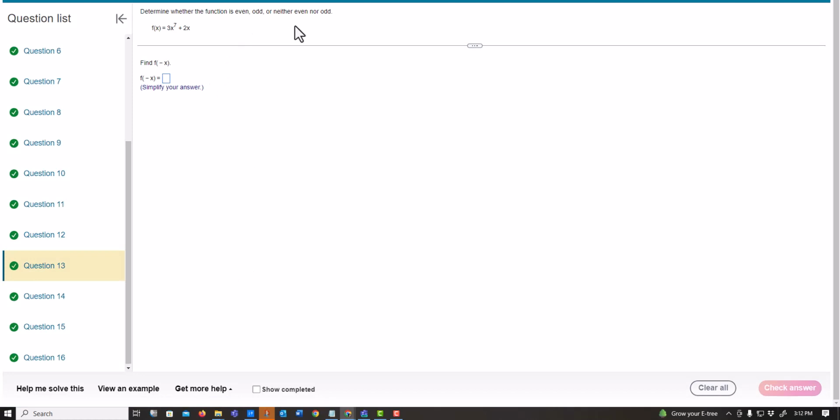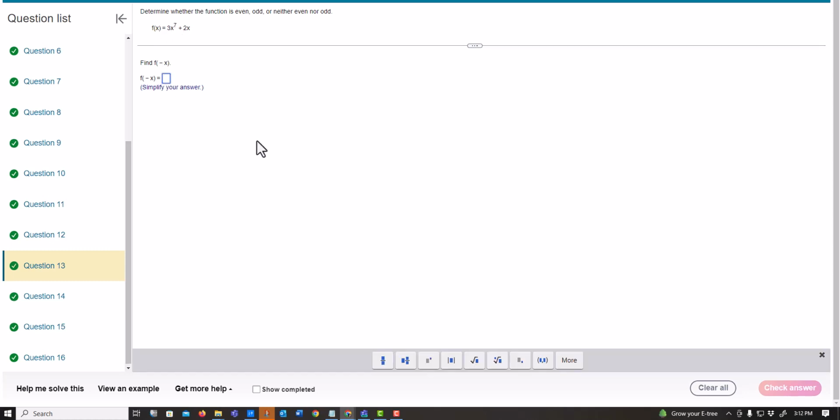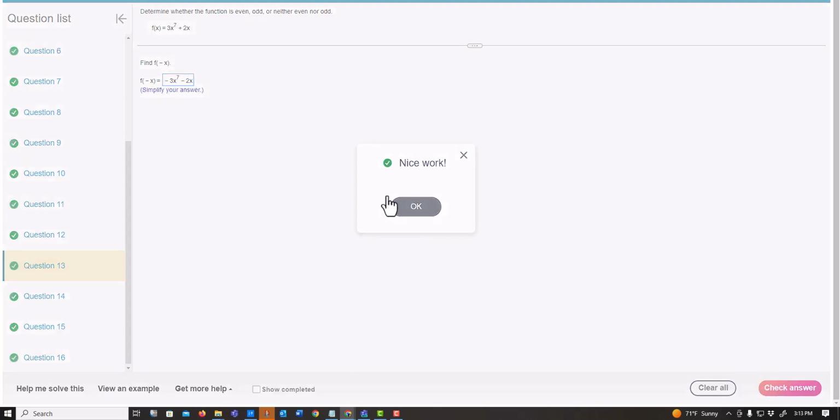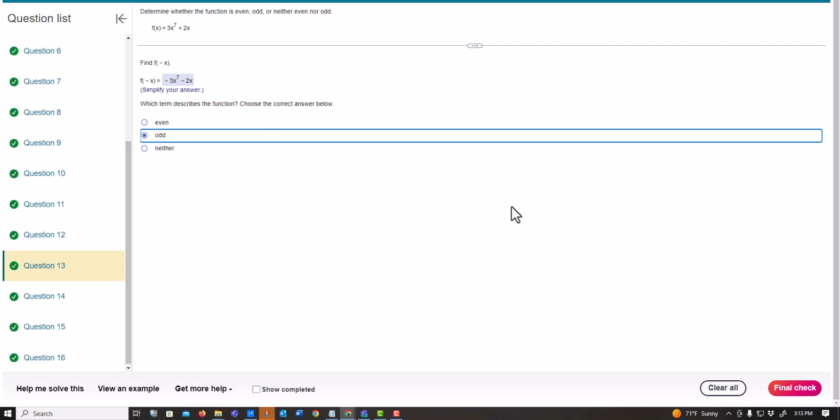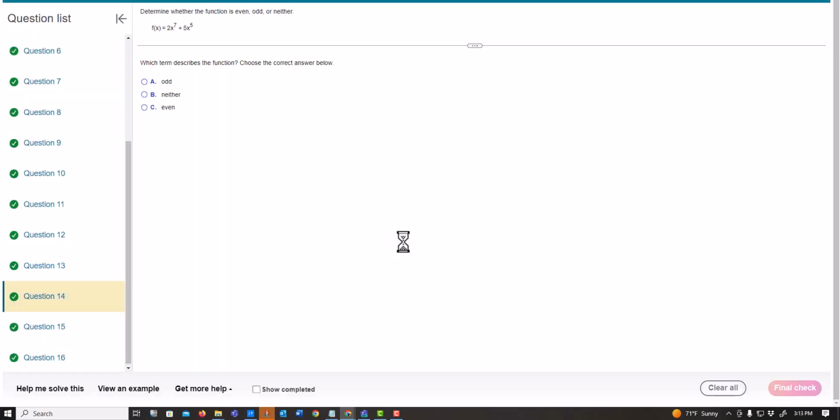Whether a function is even, odd, or neither, look at your exponents. Every exponent is odd, so I know this is an odd function, and it's going to be the negative 3x to the 7th minus 2x, because if you plugged in negative x to an odd, that's going to become negative. And once again, all my exponents are odd, so this would be odd. I can see both of these are odd. My exponents are odd, 7 and 5, so this would be odd.